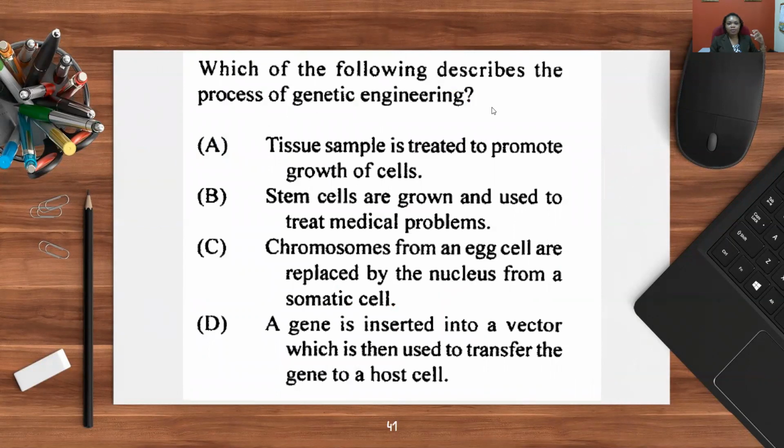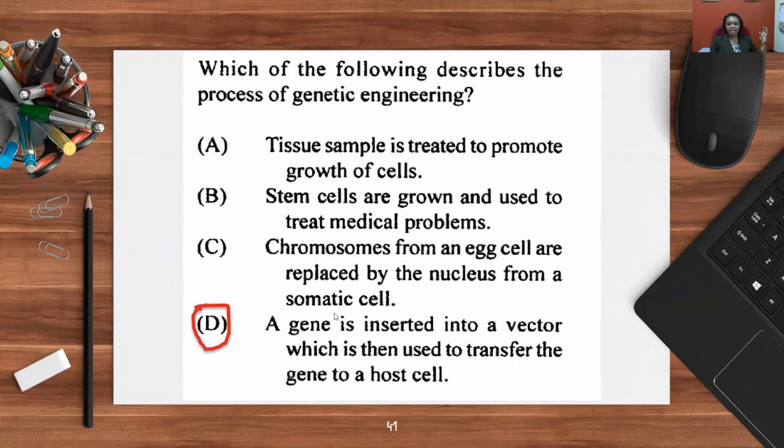Which of the following describes the process of genetic engineering? A, tissue sample is treated to promote growth of cells. B, stem cells are grown and used to treat medical problems. C, chromosomes from an egg cell are replaced by the nucleus from a somatic cell. And D, a gene is inserted into a vector which is then used to transfer the gene to a host cell. And the answer is D.